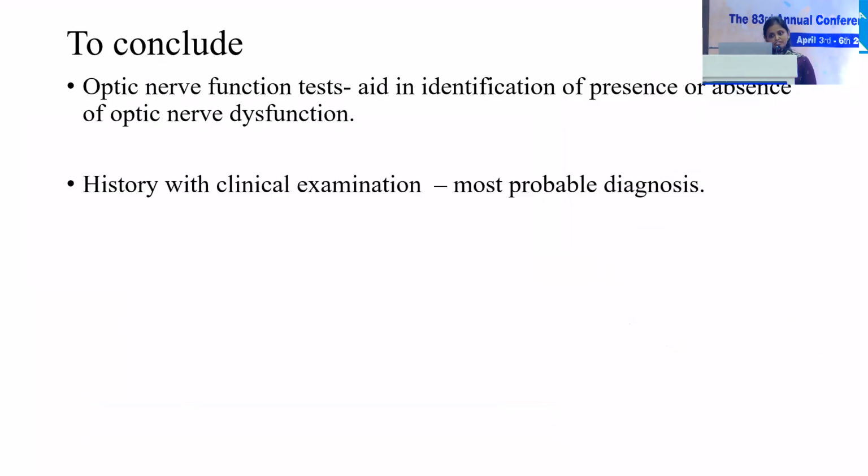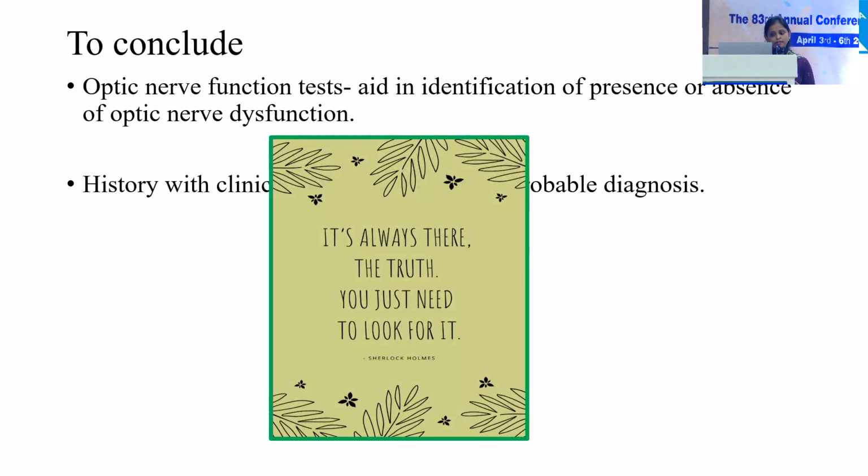Optic nerve function tests aid in identification of the presence or even absence of optic nerve dysfunction. History with clinical examination in most scenarios leads us to the most probable diagnosis. I will conclude by quoting Sherlock Holmes: it's always there, the truth. You just need to look for it. In our case, there is a diagnosis. We need to evaluate until we find out what the patient is having.